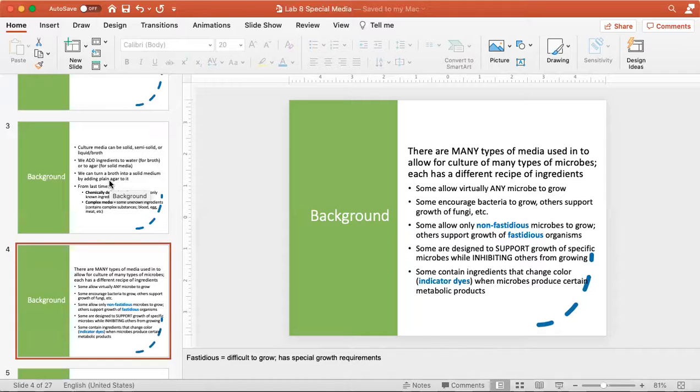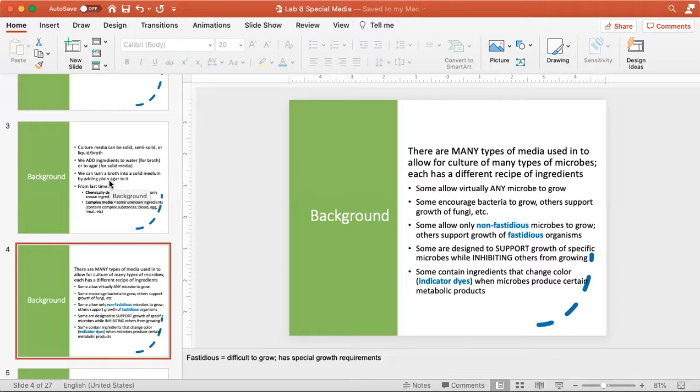Now, lots of culture media are going to allow virtually any microbe to grow. Remember, we talked about nutrient media. That's a very commonly used media just for growing microbes. So we're not really thinking about the specific needs of a microbe. We're not trying to differentiate one microbe from another. We just want to grow them. Something like nutrient media would be a good choice.